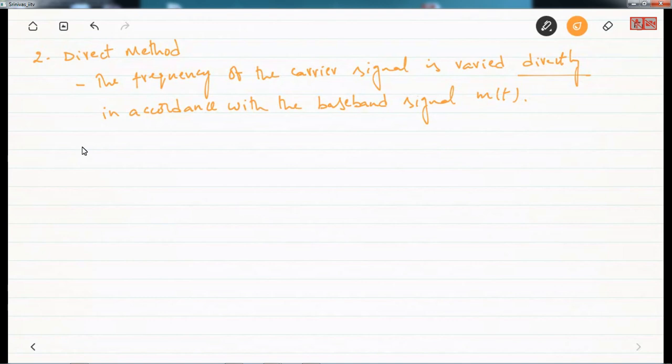And we vary this using a voltage controlled oscillator. That means the oscillator's output frequency is controlled by the voltage applied to it, and if the baseband signal m of t is a voltage signal, whatever the audio signal or speech signal is, we give it as a voltage signal to a voltage controlled oscillator, then the output will get modulated. So how this is done in general is something like this.